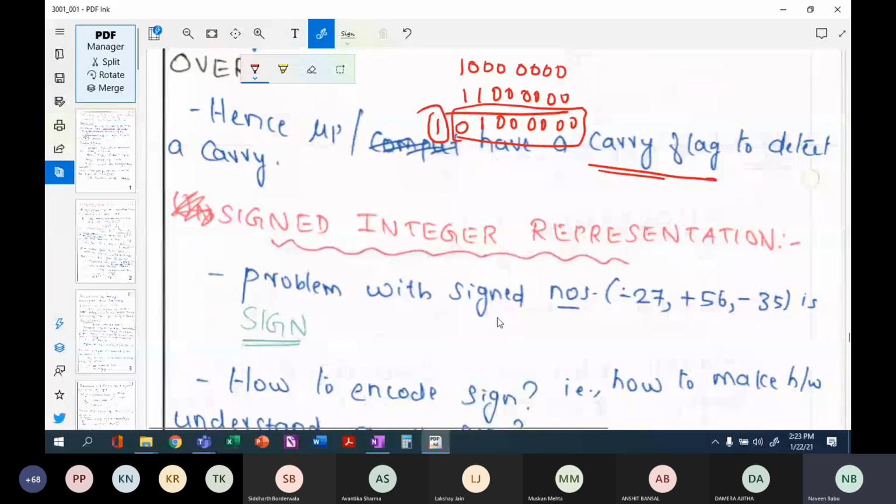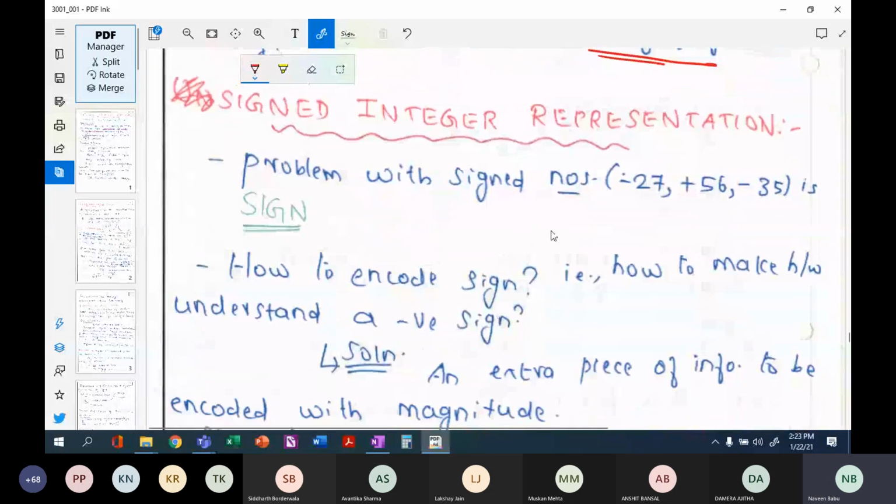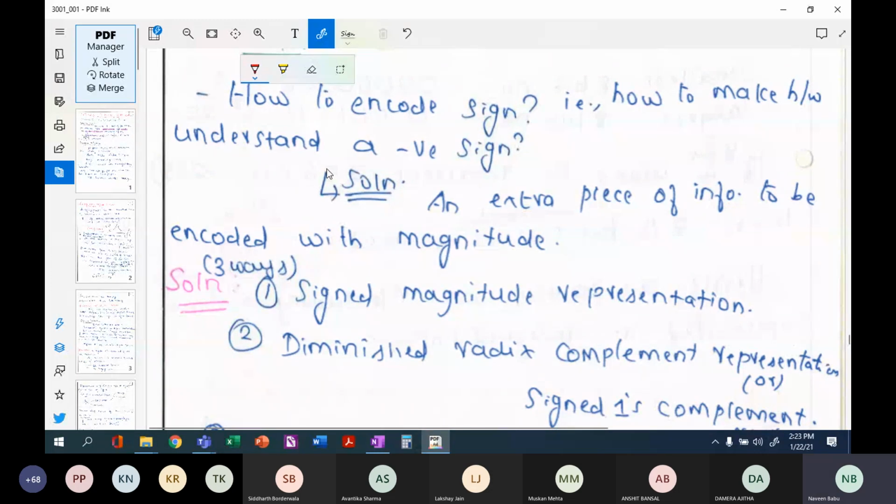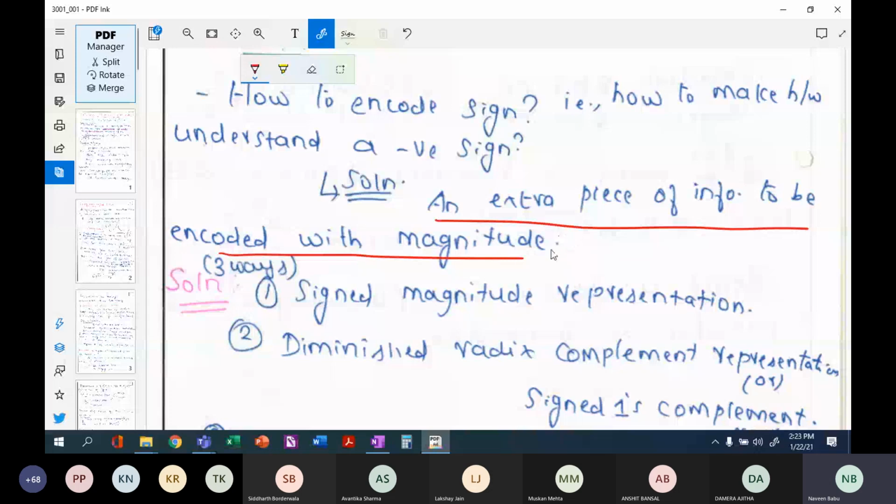Now, if you want to represent some numbers, something like minus 27, plus 56 or minus 35, how the negative sign and the positive signs are encoded is, as I said before, there are three different solutions here. We will discuss one by one. The first solution is an extra piece of information to be encoded with the magnitude, which means that I have to add whether it is a plus sign or a minus sign.